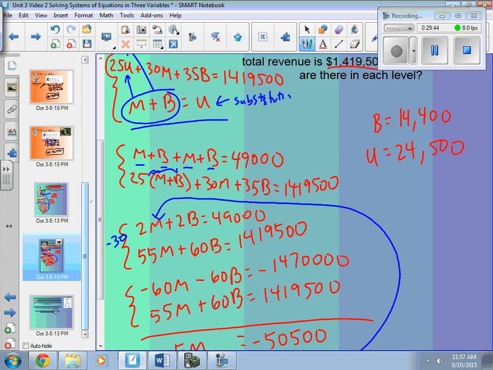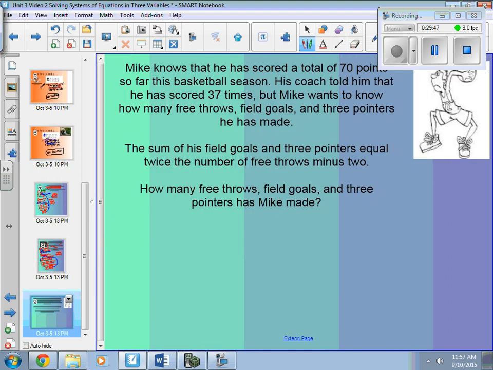All right. One more problem on your note sheet. This one says, Mike knows that he has scored a total of 70 points so far this basketball season. His coach told him that he has scored 37 times, but Mike wants to know how many free throws, field goals, and three-pointers he has made. The sum of his field goals and three-pointers equal twice the number of free throws minus 2. How many free throws, field goals, and three-pointers has he made?